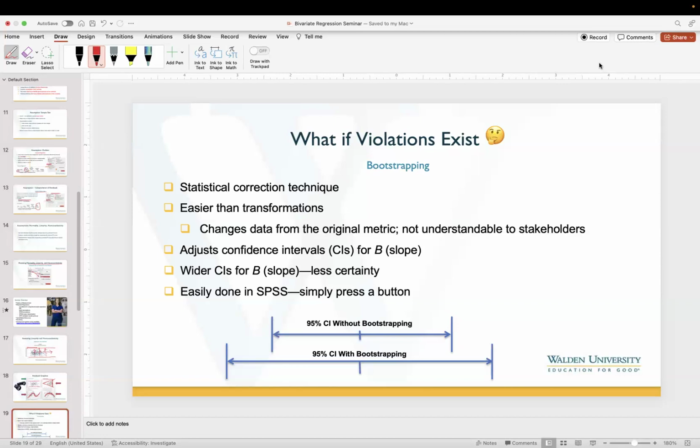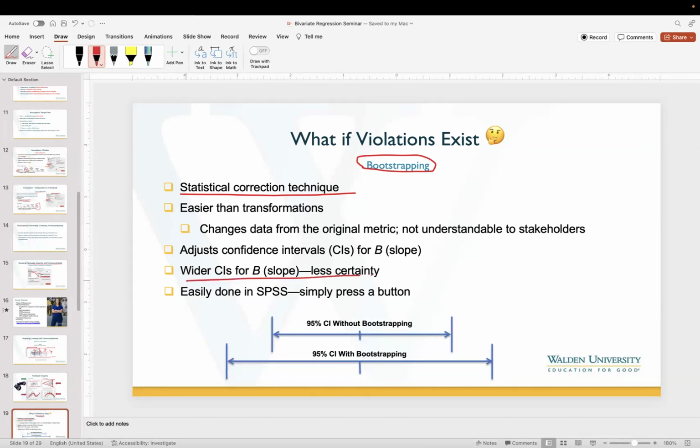When you run a process called bootstrapping, and you'll see just how simple it is, it helps combat those assumption violations. Now, how does it do that? It's kind of giving you a statistical correction. Behind the scenes, the mathematicians are doing some things, and you don't need to worry about the math of that. But really, all they're doing is calculating some wider confidence intervals, okay? And you're basically adjusting the confidence intervals.